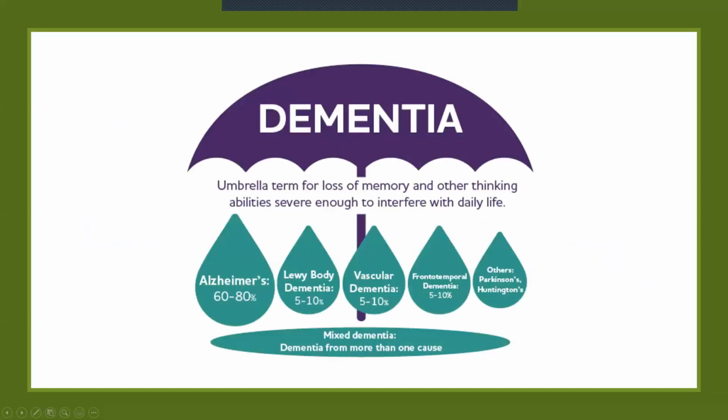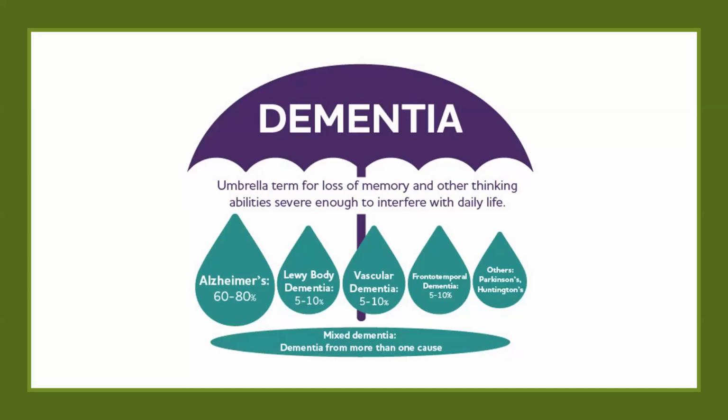Now we're going to talk a little bit about dementia. Dementia is the umbrella term for loss of memory and other thinking abilities severe enough to interfere with daily life. Under this umbrella of dementia, we have different forms of this disease, which includes Alzheimer's, Lewy body dementia, vascular dementia, frontotemporal dementia, and others like Parkinson's associated dementia and Huntington's associated dementia. And then at the bottom, we have what's called mixed dementia, which is dementia from more than one cause.